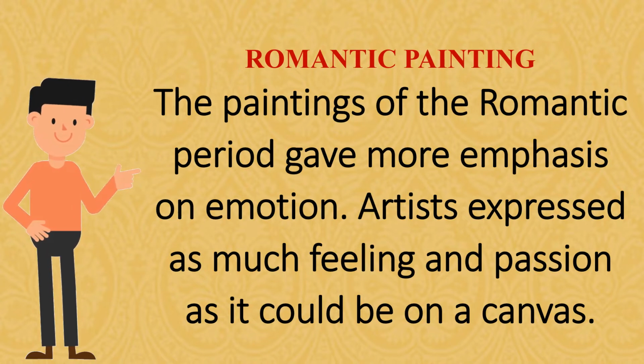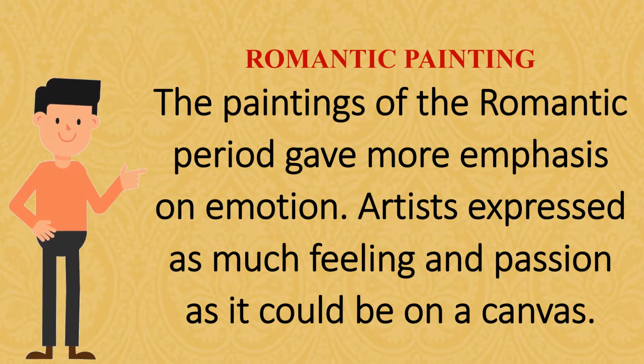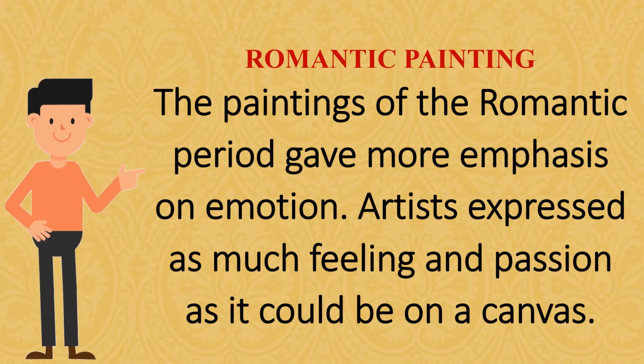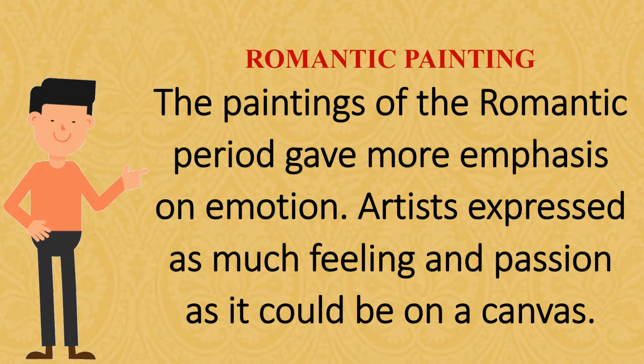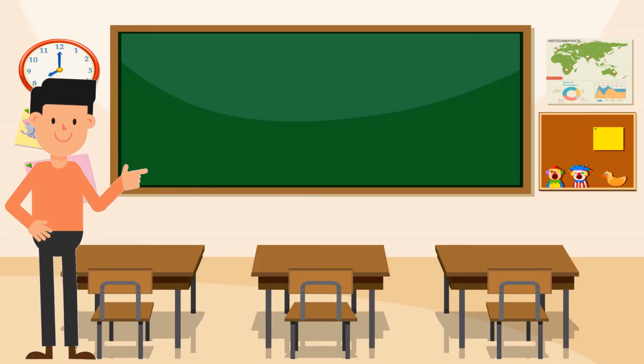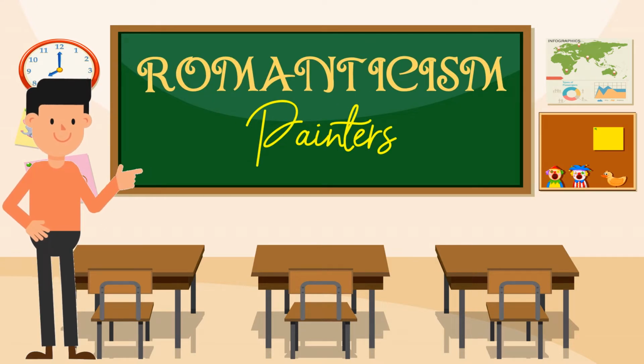So we will be having romantic painting, which is a common artwork that we ought to see. The painting of the Romantic period gave more emphasis on emotion, on how they feel, on how they express their feelings towards a subject matter. The different artists during this period expressed as much feeling and passion as they could on a canvas. So it is visible in their artworks. Now let us meet our Romanticism painters.